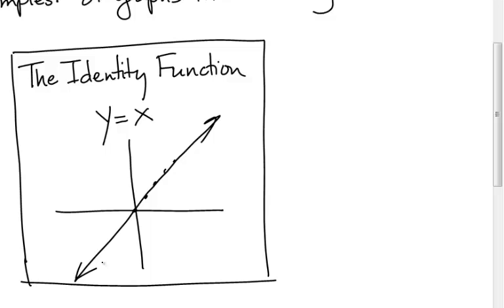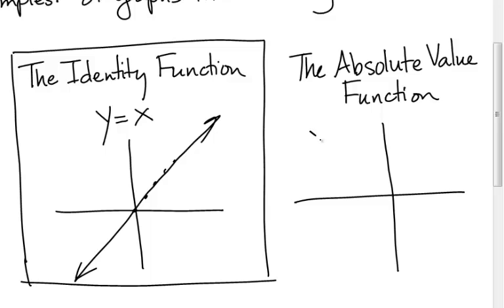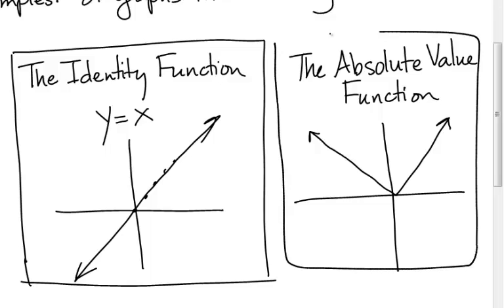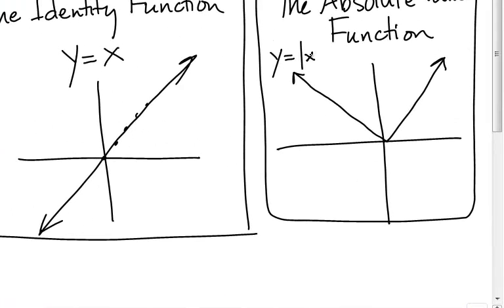And you've already really seen the absolute value function. These are all functions that pass the vertical line test. The absolute value function, you'll figure out, is going to look like a V-shaped graph, kind of like that. The equation is just going to be y equals the absolute value of x. That's the parent graph, y equals the absolute value of x.